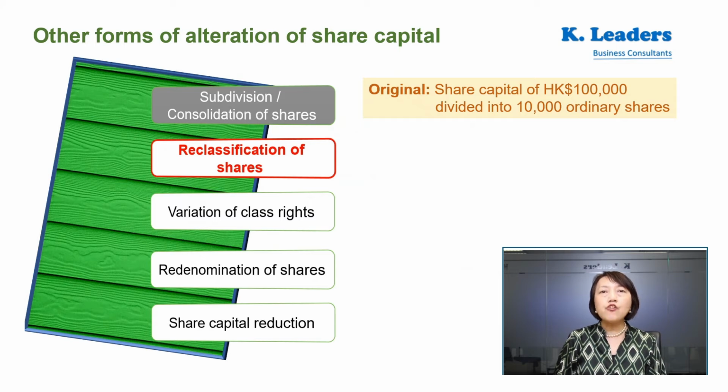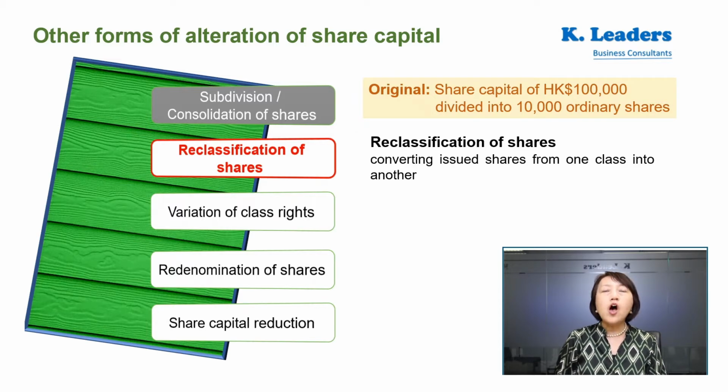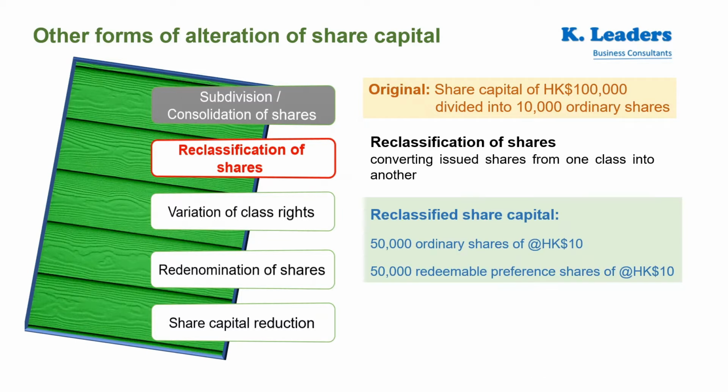Taking the example of having $100,000 Hong Kong capital divided into 10,000 ordinary shares. If you want to reclassify your shares, it will involve the creation of one or more classes of new shares. In this example, we are creating a new class of redeemable preference shares. In this class of redeemable preference shares, you can imagine that the dividend rights will be different from the ordinary shares. At the same time, when you create the new class of shares, you may also want to increase your paid-up capital. If so, there will be another set of procedures you need to follow.